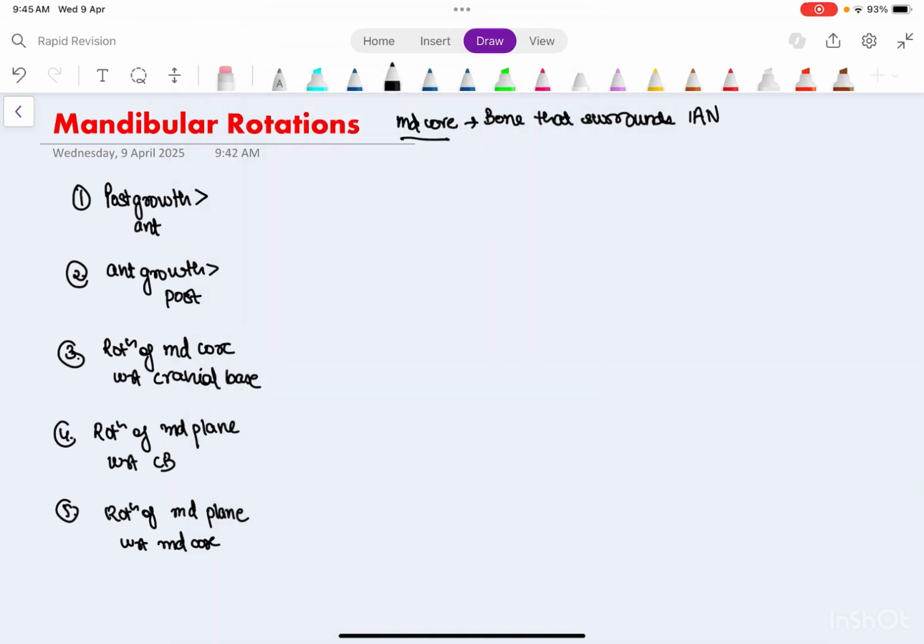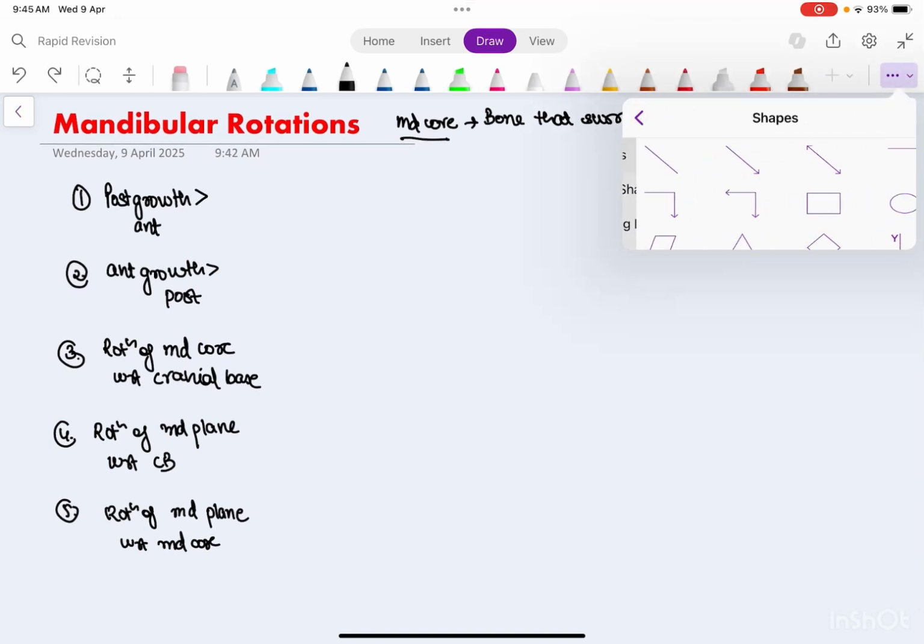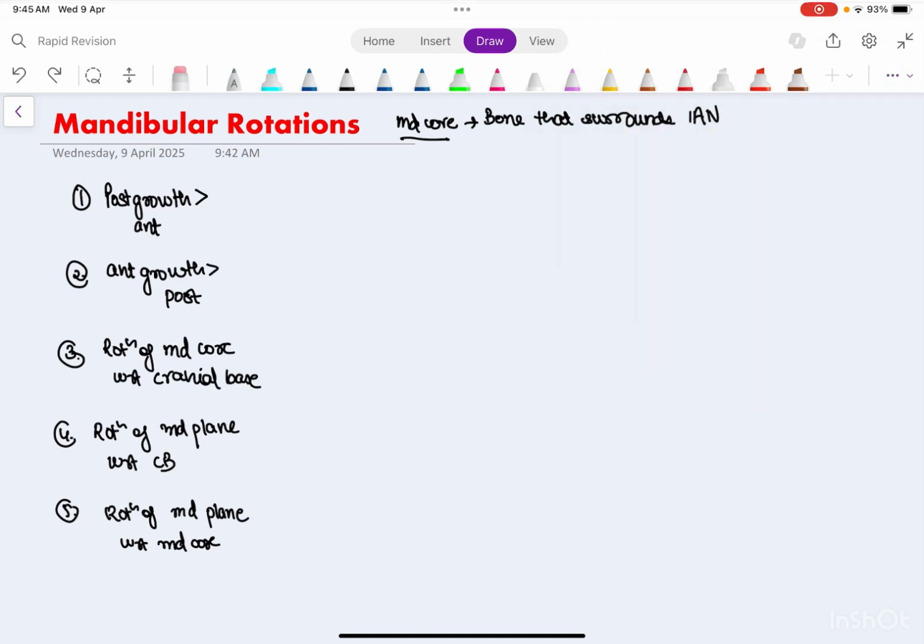Alright, now listen to me nicely after this, because now it's going to get serious. So if you have posterior growth more than anterior growth, we'll just draw a line so that it's neat and clean and I don't confuse you.